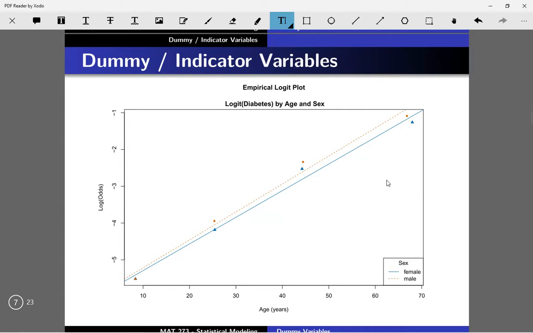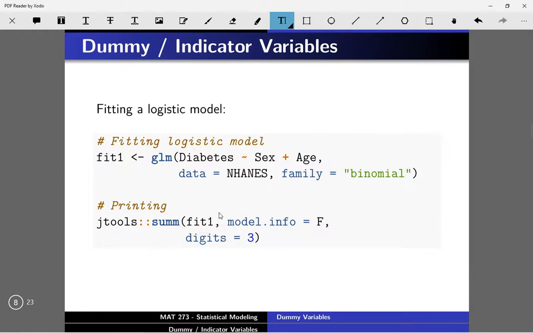Secondly, what we see is that males, which are represented by this dotted orangish line, have a slightly higher odds of being diabetic than females, although it is quite small, but it is noticeably consistent across these points here on the plot. So those are some main takeaways from this empirical logit plot.